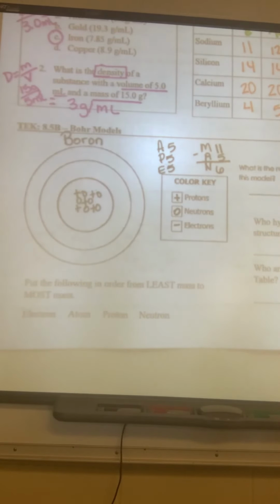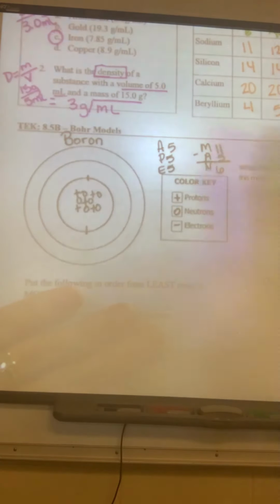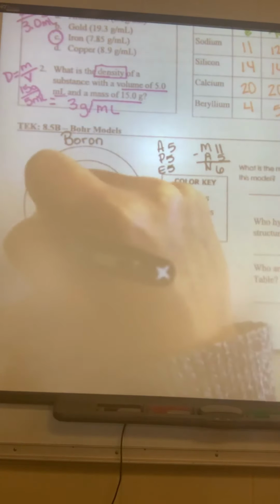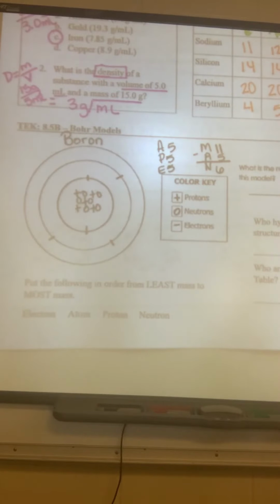Isotope. Alright. I have 5 electrons. How many can go in the first shell? 2. How many does that leave for the next? 1, 2, 3. Good.